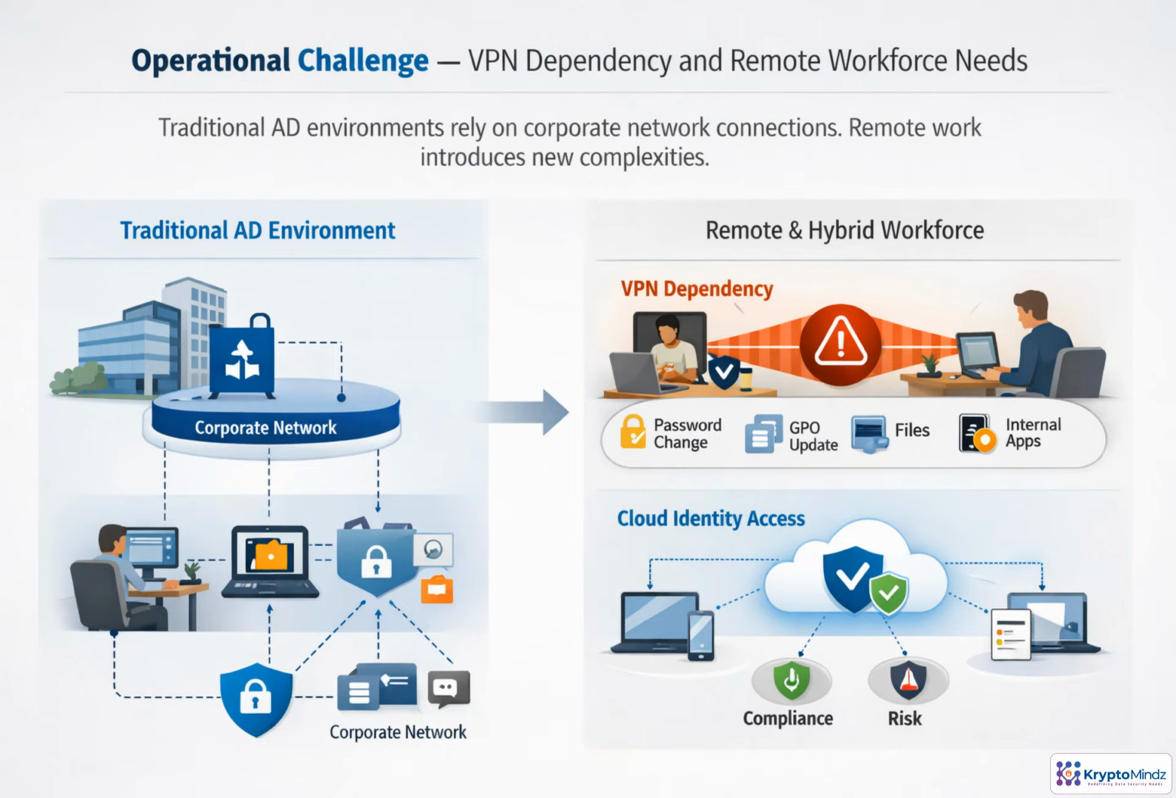Traditional Active Directory depends on the device being able to reach the corporate network. Once employees work from home, that assumption becomes a pain point. A VPN may be needed just to change a password, receive group policy updates, open file shares, or reach internal apps. That creates friction for users, extra tickets for IT, and another critical failure point. Entra ID shifts the control plane to identity. Access can be granted based on the user, device compliance, risk, and policy, without requiring domain controller connectivity.